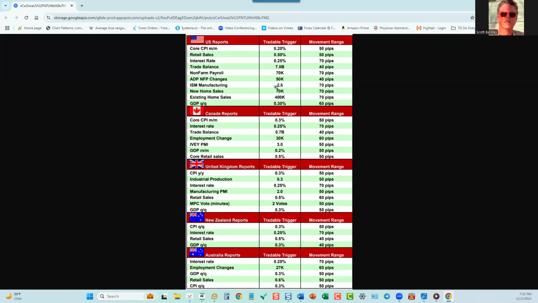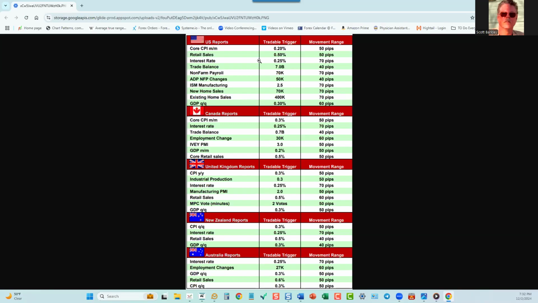All right. So like core CPI, all right. We had ISM today. If we have a 2.5 differential, it moves 70 pips. That's information you have before the trade happens. It's in your IC. All you got to do is pull it out. Now, it might go 90 pips, it might go 40 pips. Who knows what it is? But the average movement range is 70 pips for that ISM.